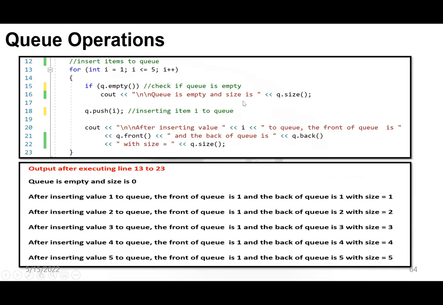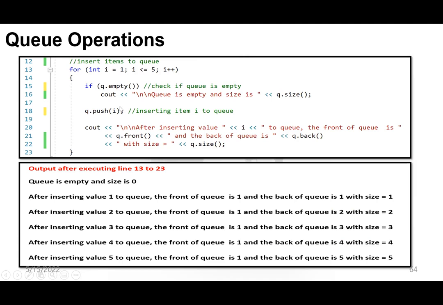Then let's look at how I can enqueue, or insert, some item to the queue. I will use a for loop where I'm going to insert, let's say, integers from 1 to 5 to my queue. Inside the for loop, if I find that my queue is empty, I will print it out so that I know that now my queue is empty, then when I first insert the first item, what is inside, and so on.